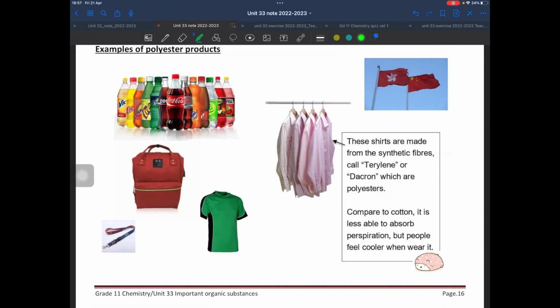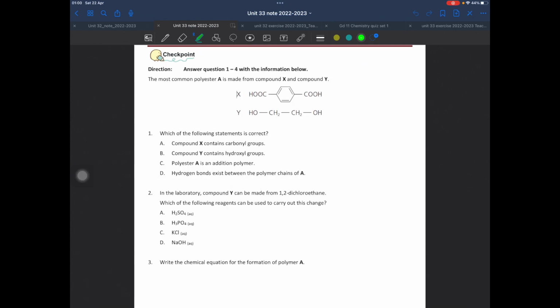And here are the common examples of polyester. Compared with traditional fibers, for example from cotton, polyester products are less able to absorb moisture, but have better resistance against attack by insects. And here are the checkpoints. So again, please stop the video and wait until you finish the checkpoint.